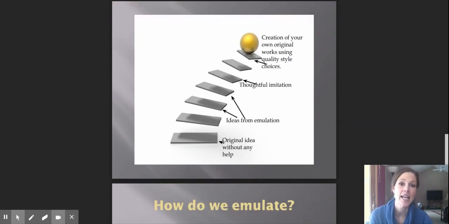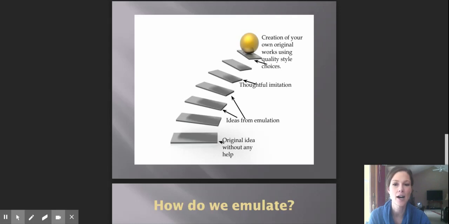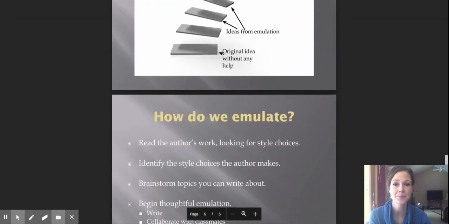So here's why we emulate. If we try and come up with something all by ourselves, we're going to be down here. But then when we check out somebody else's poems and what they did, we get some ideas. And then we're able to try it in our own. And that's that thoughtful imitation, that's the emulation. But then once you learn that skill, eventually you will be able to do it on your own. You'll use those skills, those strategies, creating your own original poems that are not emulations after a while.